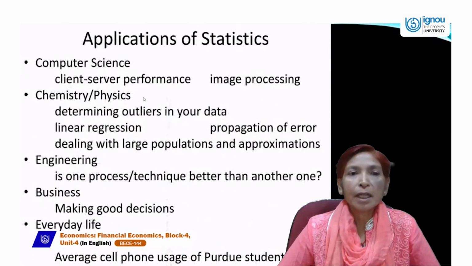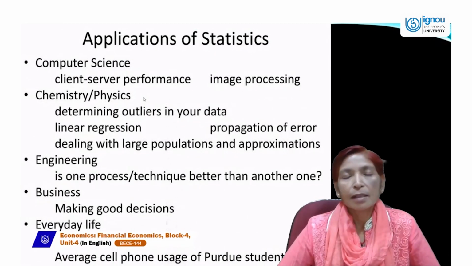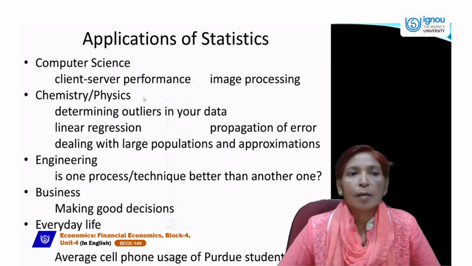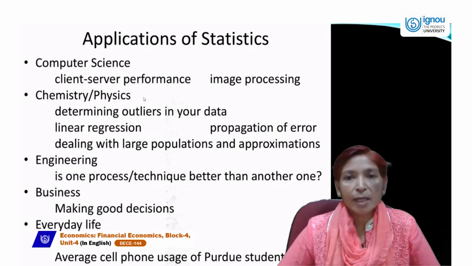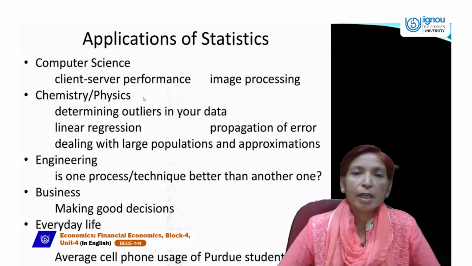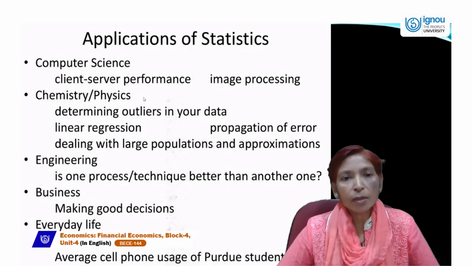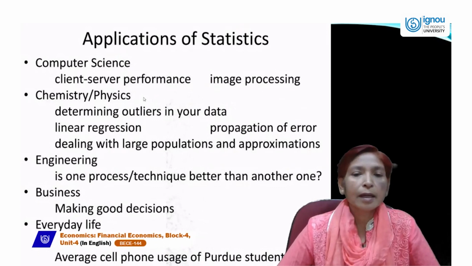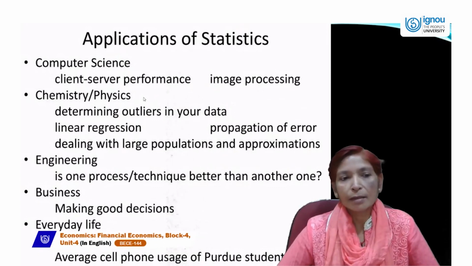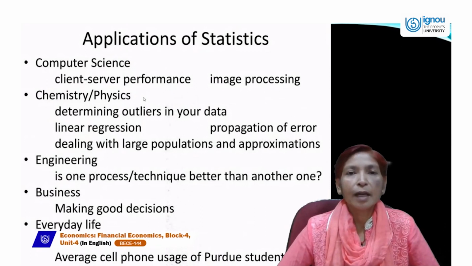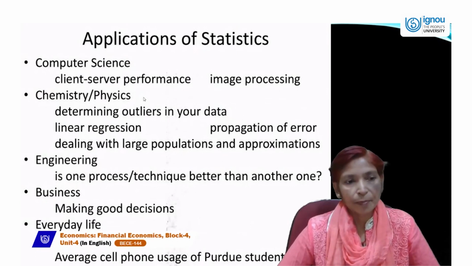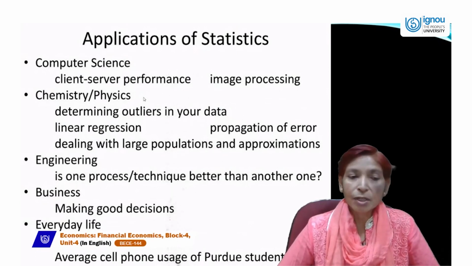Next is applications of statistics. In computer science, we can use statistics: client-server performance and image processing can be done by statistics. In chemistry and physics, determining outliers in your data, linear regression, propagation of error, dealing with large populations and approximation, all these things use statistics. In the engineering profession, statistics is very useful.